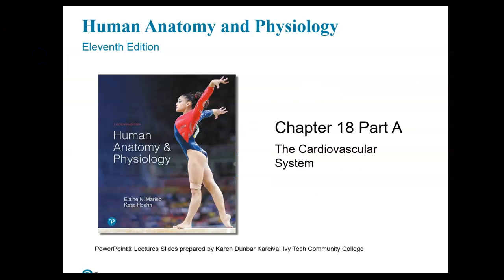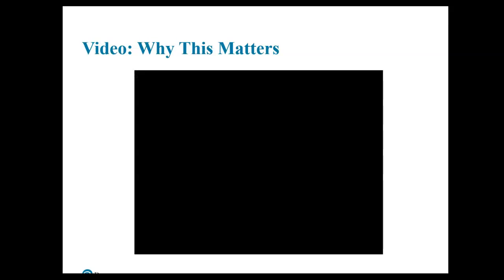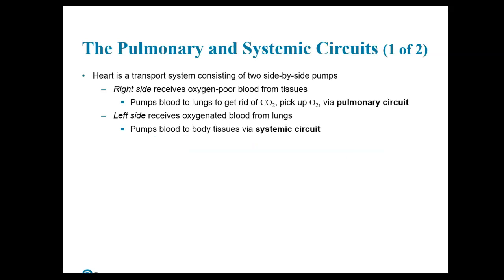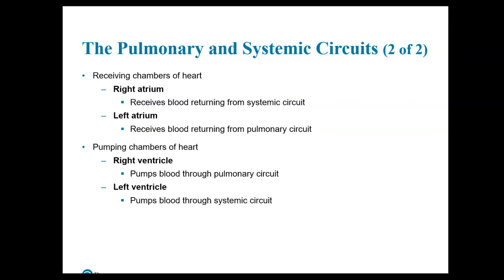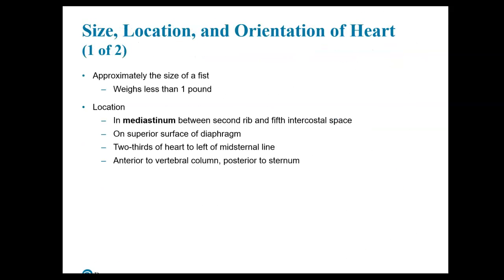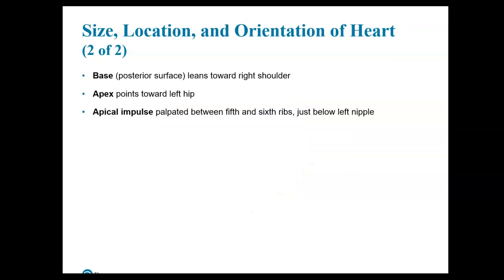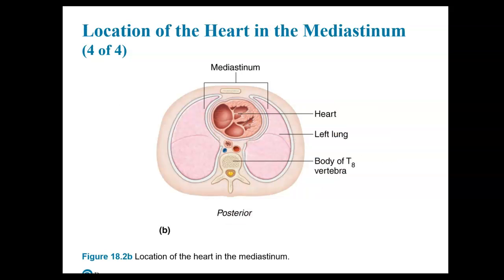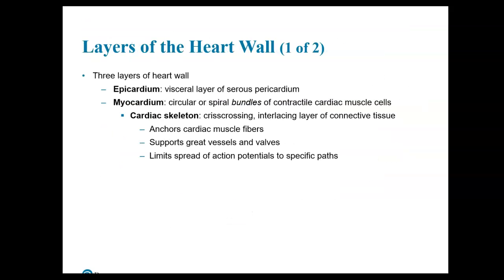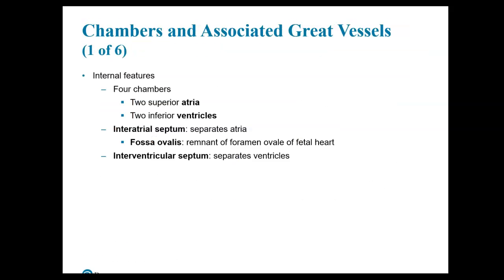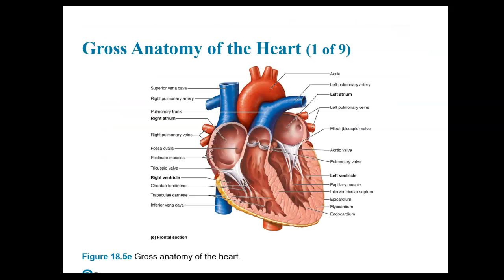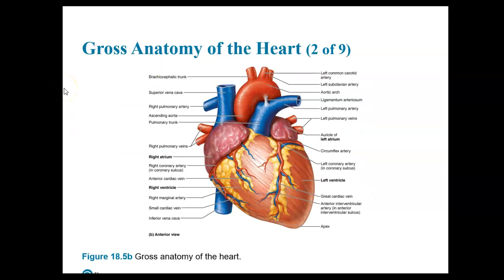Okay, this is part A of chapter 18, the cardiovascular system. There's a video that you can watch, but I'm going to go on to heart anatomy and just find a good image. Okay, here we go. This is a good image. This is like a cross section through the heart. I wonder if there's another image there. Okay, this is before the cross section.